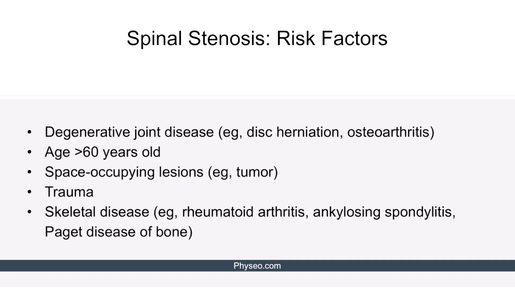Risk factors include anything that breaks down the joints of the spine and narrows the spinal canal. The primary example of this is degenerative joint disease, which includes things like disc herniation and facet osteophytes impinging on the spinal cord in patients with osteoarthritis. Increasing age is a risk factor as well, particularly being older than 60 years old. Space-occupying lesions such as a tumor can cause spinal stenosis. Any trauma to the spine, including surgery, can also bring this on. Finally, patients with certain skeletal diseases such as rheumatoid arthritis, ankylosing spondylitis, and Paget disease of the bone are more likely to suffer from this.